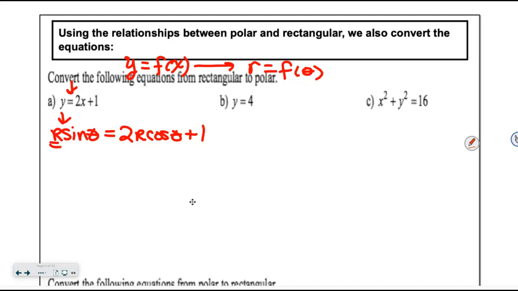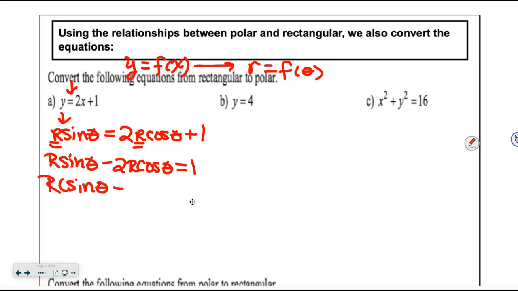I want to solve it for r, which means I need to isolate it, which means I'm going to need to get it on one side of the equation. I'm going through this fast because it is not calculus, and I'm anxious to get to the calculus. So if I want to solve this for r, I factor it out. Just pull it out of both terms, right?